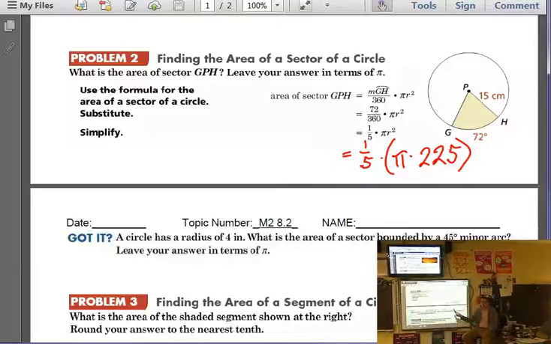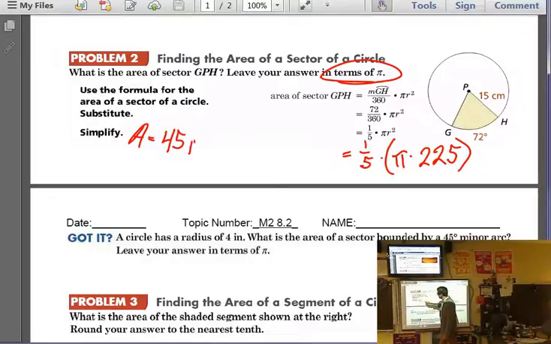So then I could just do 1/5 of the 225 and then times pi, or any order I want because multiplication is commutative. Either way, we end up with an area for the sector of 45 pi. You're going to leave it in terms of pi. Sweet. 45 pi centimeters squared.